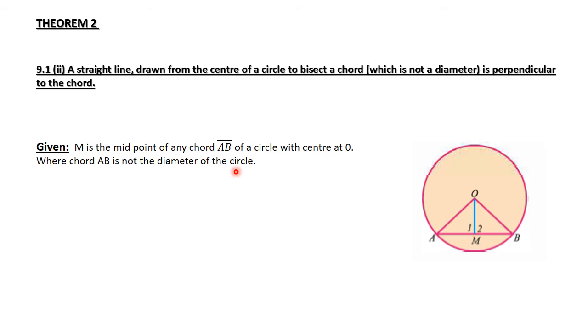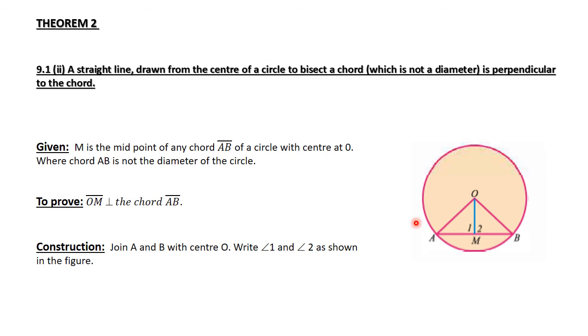Where chord AB is not the diameter of the circle. Now students, what we are going to prove? We are going to prove OM is perpendicular to the chord AB. Here is OM and we are going to prove OM is perpendicular on AB.